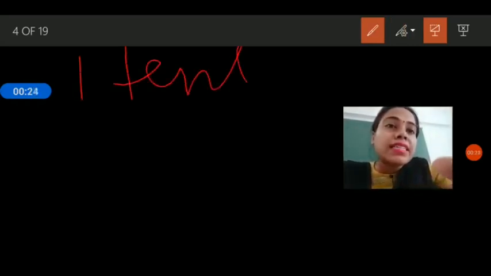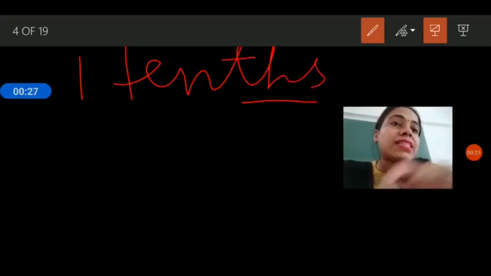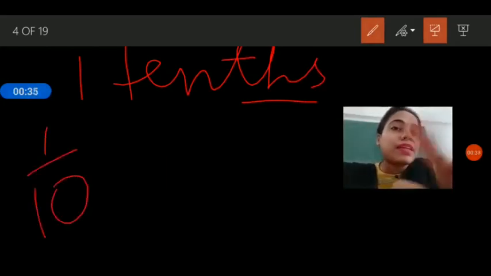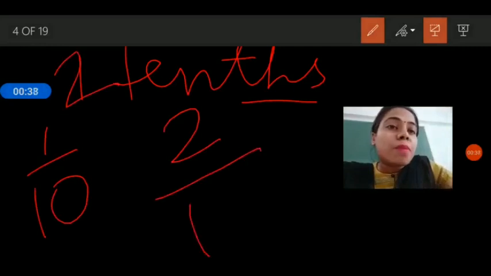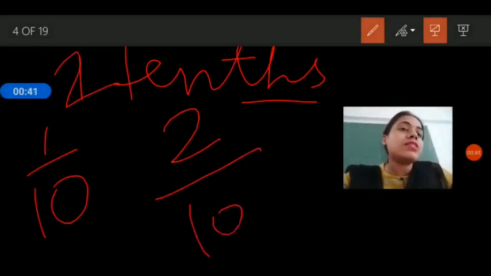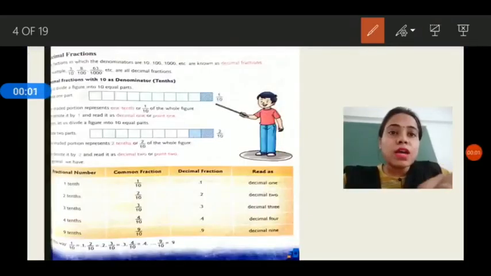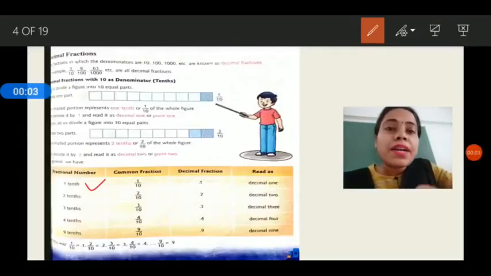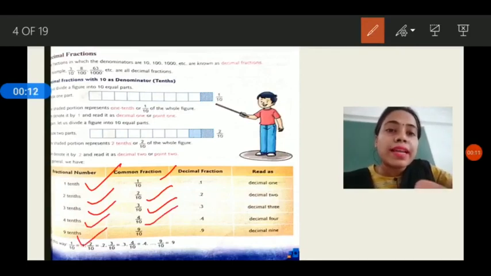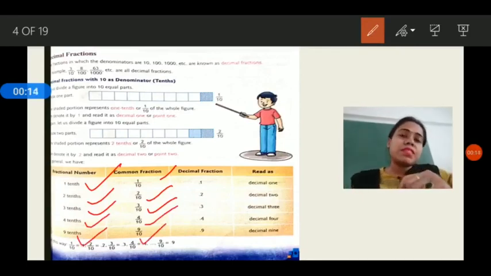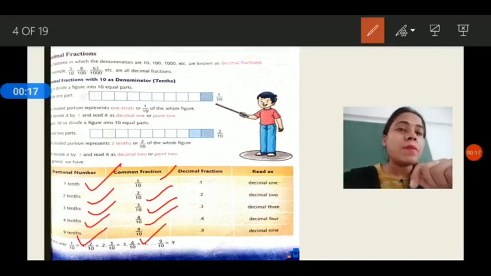in a decimal fraction, if 1 tenth is written, if TH is added, it means we have to write the number in the numerator over the denominator. If 1 tenth is written, it means 1 upon 10. If 2 tenths is written, it means 2 upon 10. If 3 tenths is written, it means 3 upon 10. So you can see in this chart, 1 tenth means 1 upon 10, 2 tenths means 2 upon 10, 3 tenths means 3 upon 10, 4 tenths means 4 upon 10, and 9 tenths means 9 upon 10. Similarly, other numbers we can also represent as fractions.